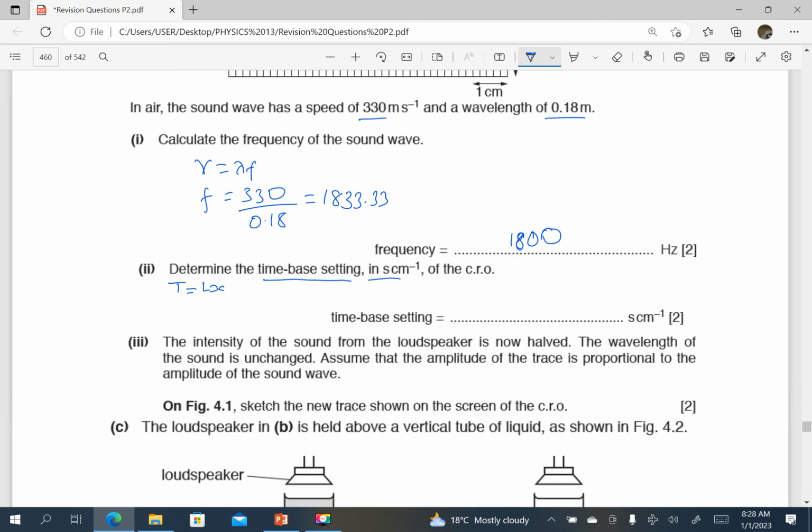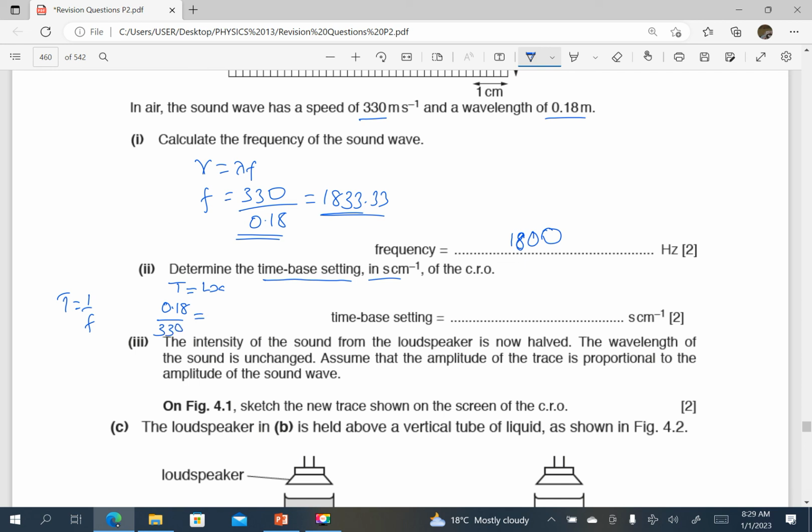But the period is 1 over the frequency. Remember, period is 1 over f. So the reciprocal is 0.18 over 330. Instead of using the rounded value, I just chose this because I want to get a more exact value. I will round off in the final answer rather than rounding off at this stage. So I just get the reciprocal of this, that is the period.